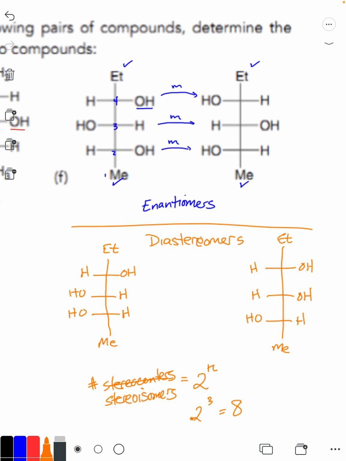3 stereocenters, 2 to the 3rd power is 8 stereoisomers. I could draw that as 4 pairs of enantiomers. So the pair I showed in blue and 6 other structures that would represent 3 perfect mirror image sets.